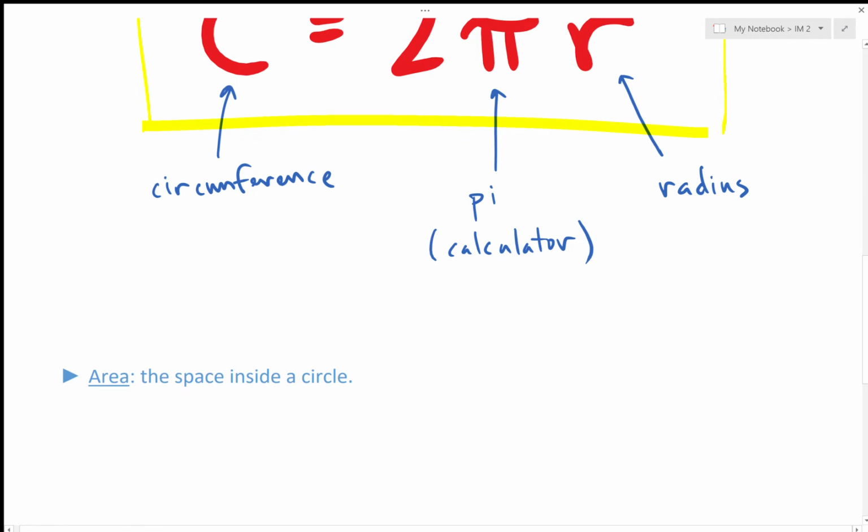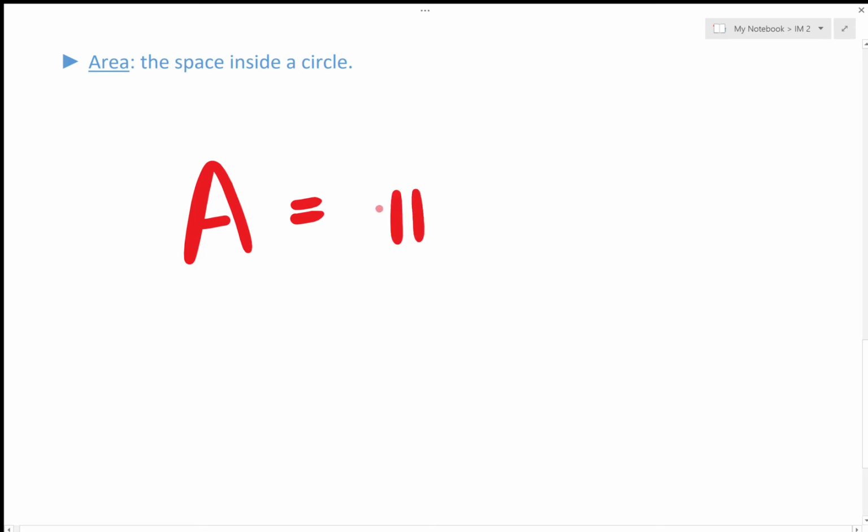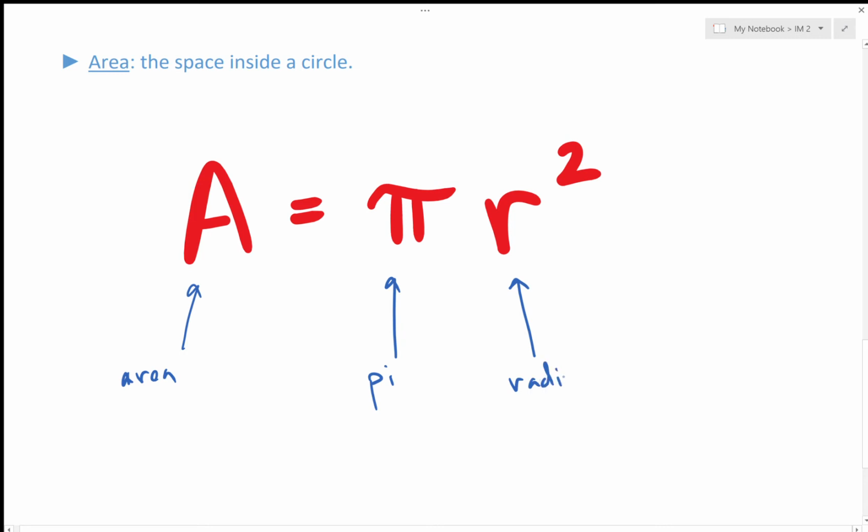Next thing is going to be area. Area is the space inside a circle. Okay, so the shaded area inside the circle. A for area is pi r squared. So again, there's our pi symbol. Pi only shows up in circles. All right, so A for area, that symbol is pi. And again, r is the radius. But this time we have to notice that it's going to be the radius squared.